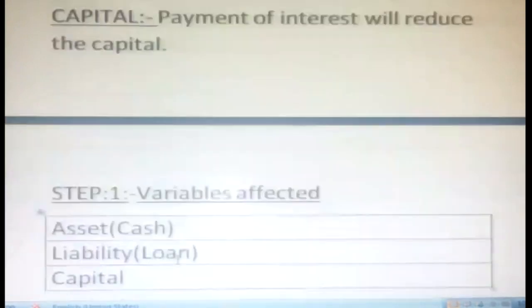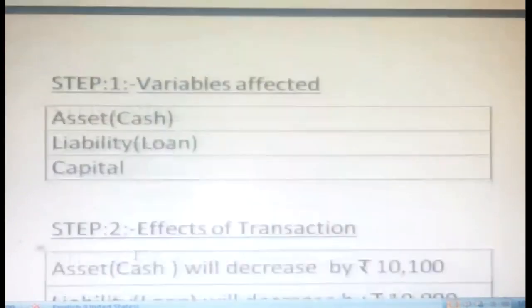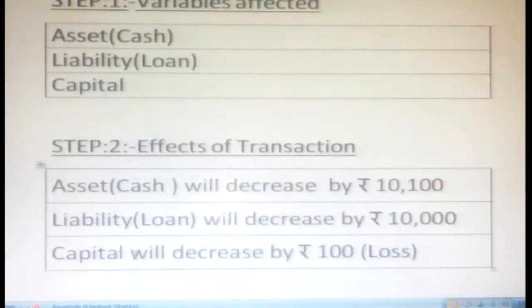So what is the first step, number 1, variables affected? One is asset, in the form of cash. Then liability, in the form of loan. Third one, capital. The 3 variables affected are asset, liability, capital. Then how do you give the effects of the transaction? As an asset, naturally cash will decrease by 10,100. We paid our principal money and interest, 10,100. Then liability: the loan will decrease by 10,000, because we got the loan earlier. Then capital will decrease by 100. We show it as a loss because we paid it as interest.